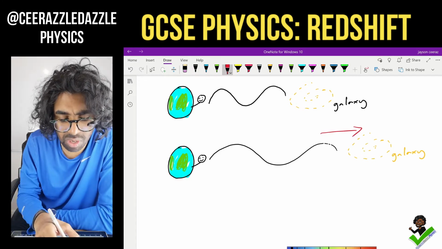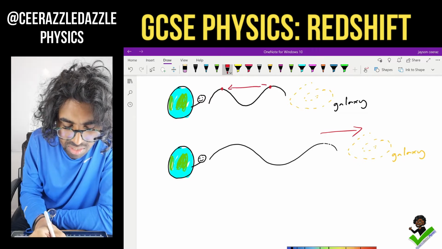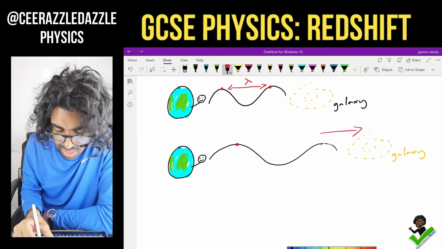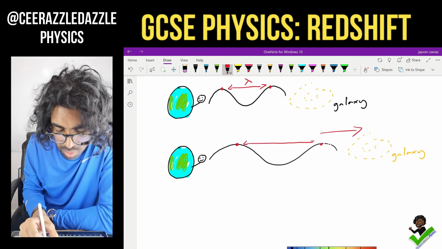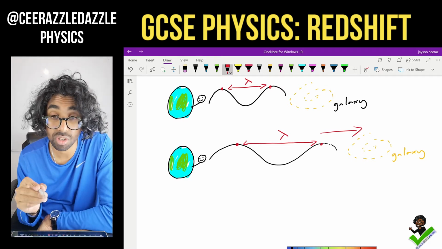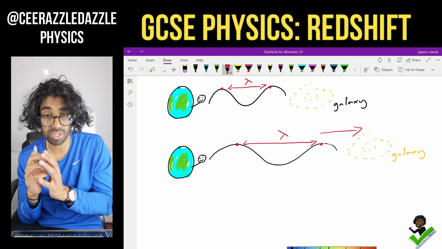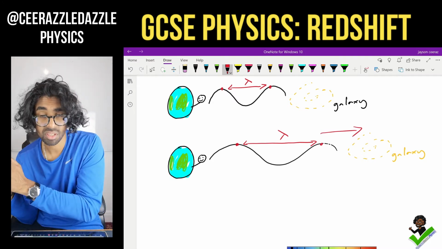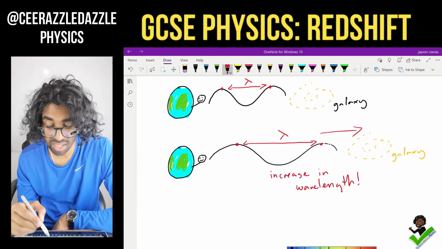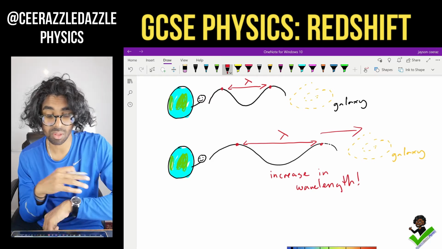So if you've forgotten what the wavelength is, the wavelength is this distance over here, peak to peak. This is the wavelength, symbol lambda. But now look, guys, if the object moves away, we know that the wavelength will increase. And this is due to the Doppler effect in that previous video. We learnt that if the object is moving away from us, the waves will increase in wavelength. So if the galaxy is moving away from us, we see an increase in the wavelength.